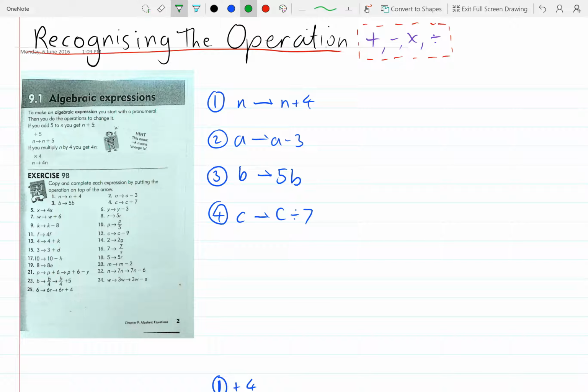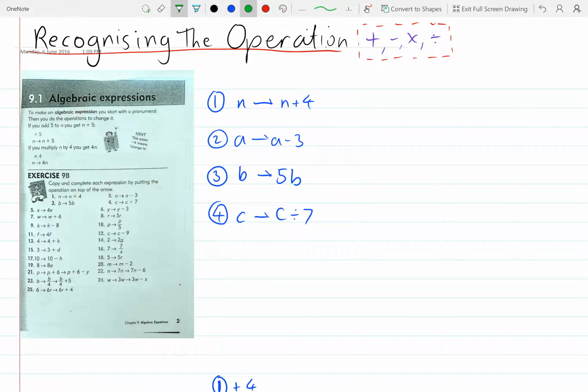Okay, so your job here is just recognizing what the change is to get from n to n plus 4. What operation we need to do to get from here to here, from n to n plus 4. Now n is just a number. It could be any number, and that flexibility means a lot. We can do a lot with it because n can be anything.